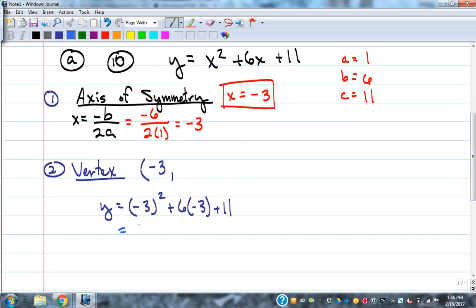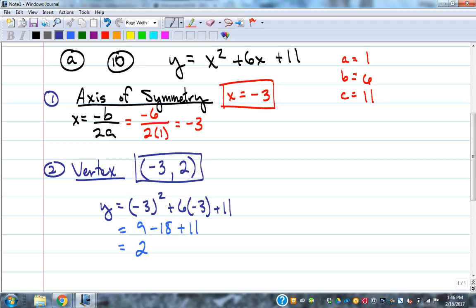So that would be 9 minus 18 plus 11 should be 2. Is that right? Check my math. The y value that goes with that x value of negative 3 is positive 2. That's our vertex. And what that means is that's going to be the point that's either the highest on the graph or the lowest on the graph when you got a parabola. Now we need to decide, is that a maximum or minimum?